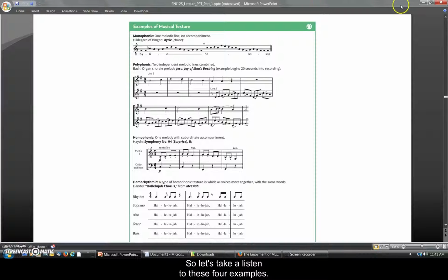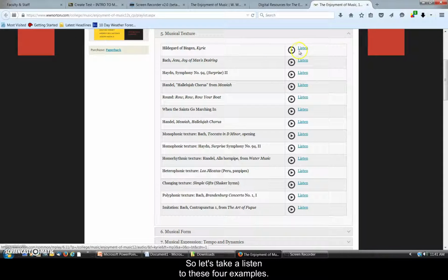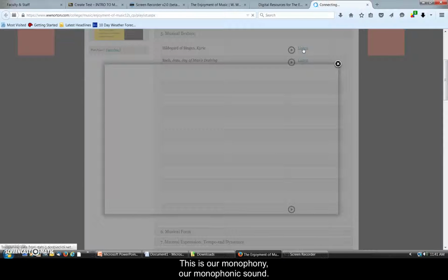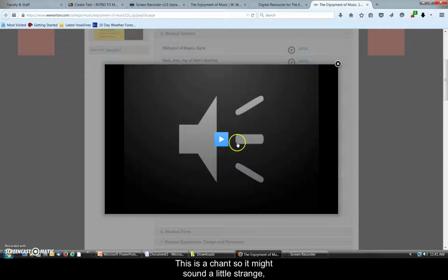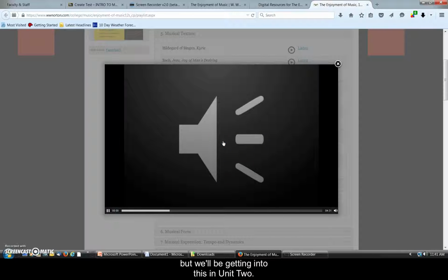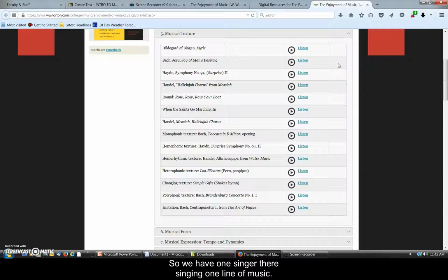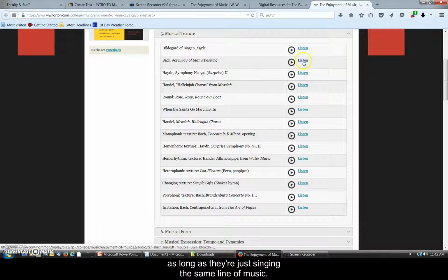So let's take a listen to these four examples. This is our monophony, our monophonic sound. This is chant. So it might sound a little strange, but we'll be getting into this in Unit 2. So we have one singer there singing one line of music. It could be multiple singers as long as they're just singing the same line of music.